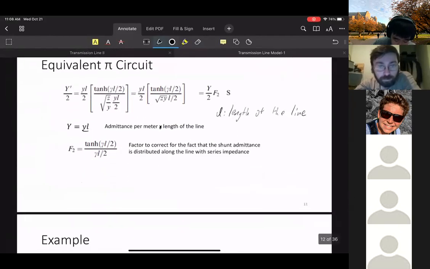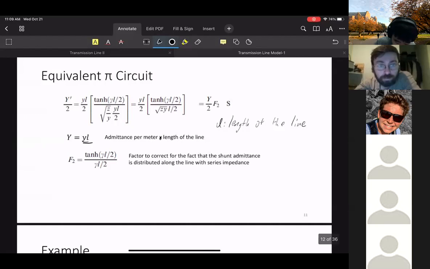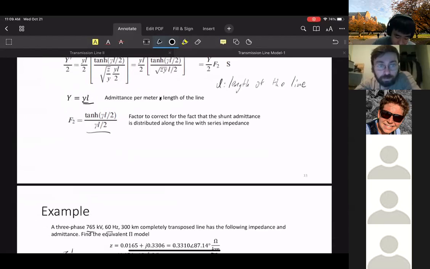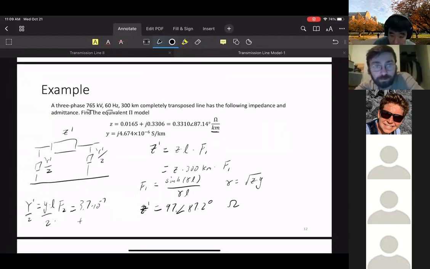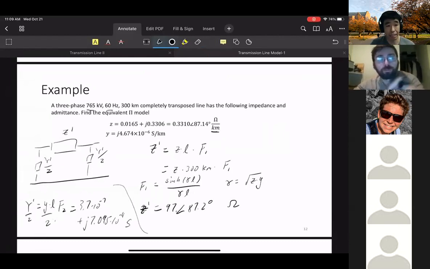If you look at the equations, we simply have y prime over 2 equals small y times l over 2 times the correction factor. You plug all the numbers in, and you get 3.7 times 10 to the minus 7 plus j 7.095 times 10 to the minus 4 Siemens. So this is what you get by plugging in numbers. There's really not much to this other than plugging in numbers and chugging through. Really nothing very complicated.